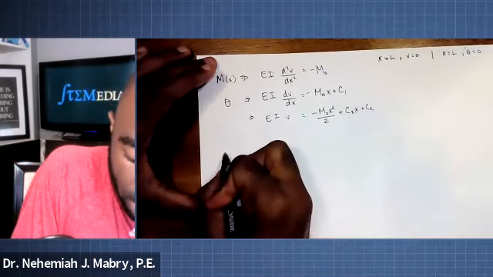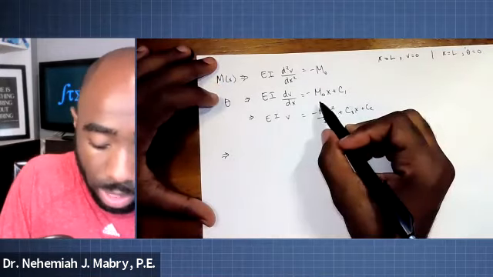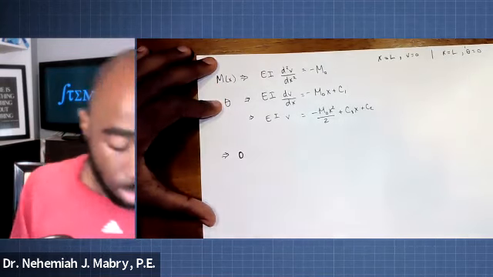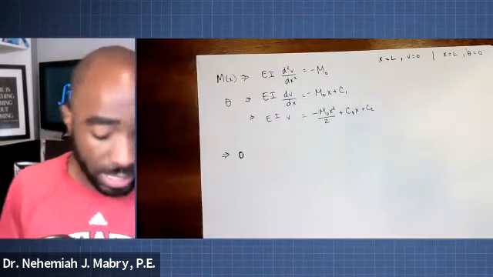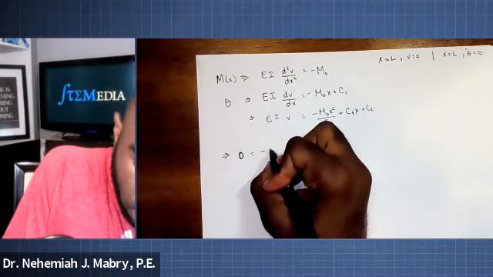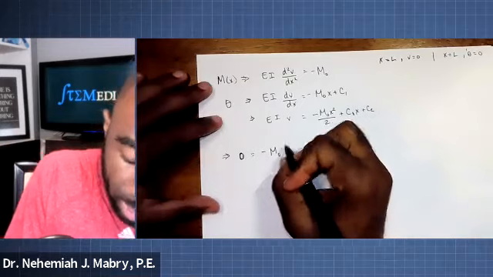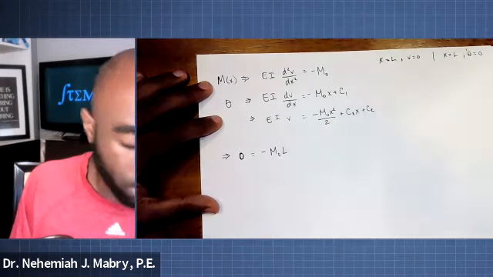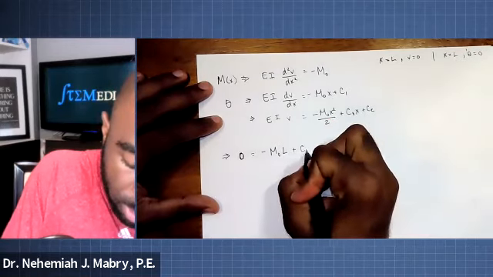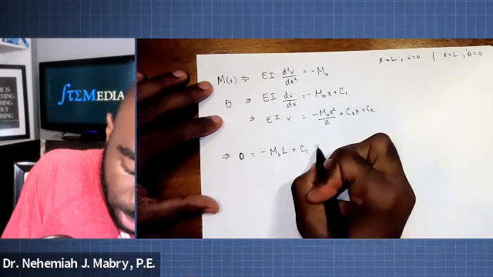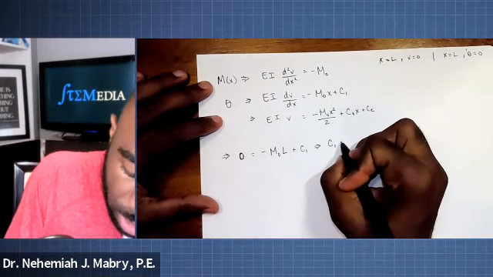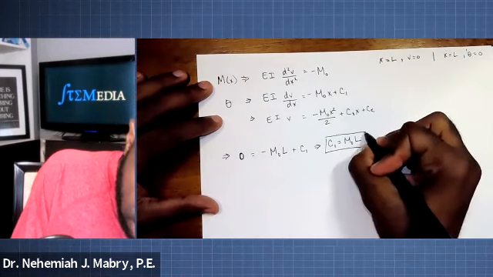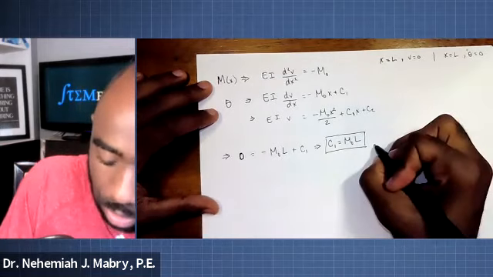So let's start with this one right here. Let's set our theta equal to 0. 0 is equal to negative M sub naught, and instead of writing x, we're going to write L because we're talking about when x is equal to L, plus C1. So what does that mean? If we solve for C1, C1 is equal to M sub naught L. That's one of our constants. What's another one we can do?